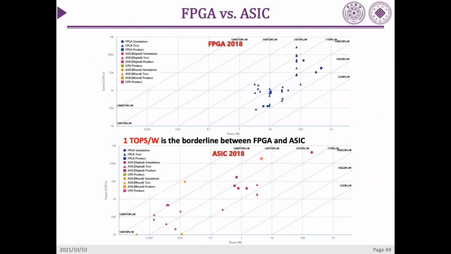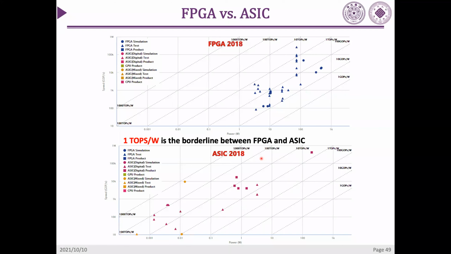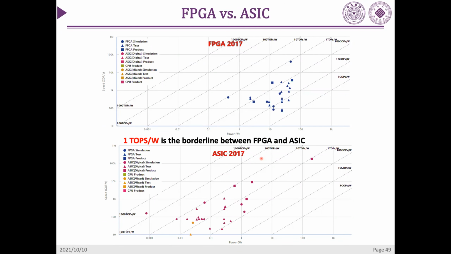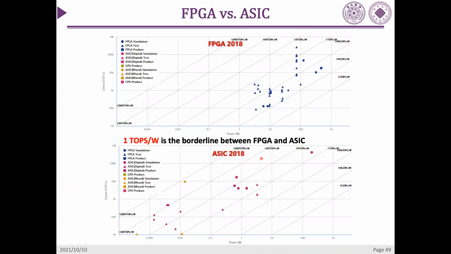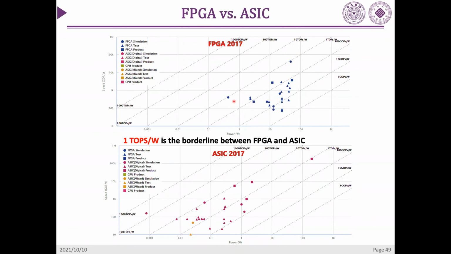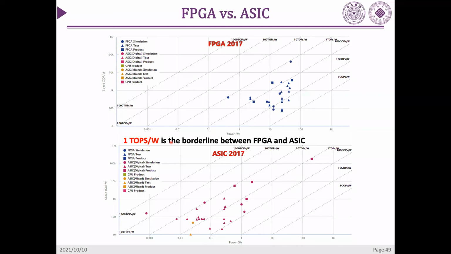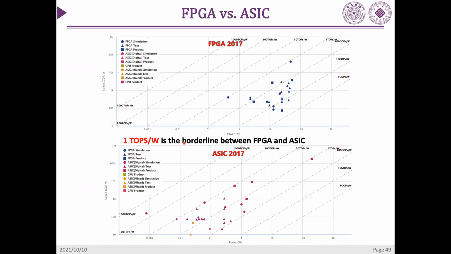First, let's take a look at the year-on-year change of FPGA and ASIC platforms. We can clearly see that the energy efficiency ratio of FPGA design is basically below 1 teraops per watt. That is this line, 1 teraops per watt. I think 1 teraops per watt is kind of the boundary used to distinguish FPGA and ASIC accelerators.